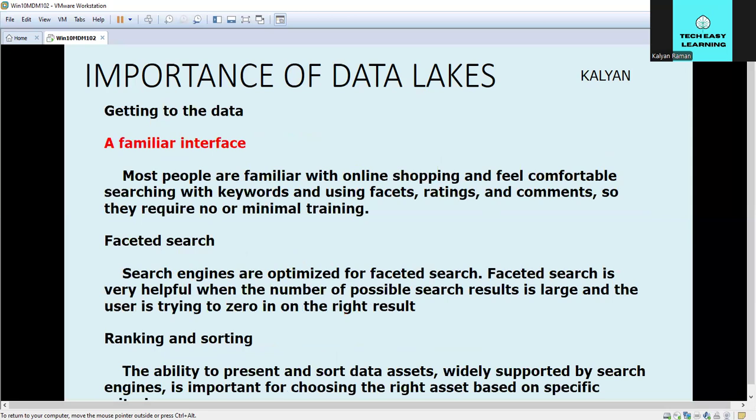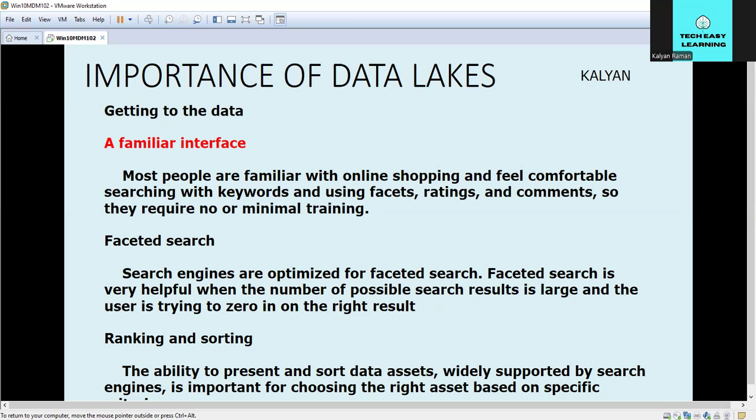Familiar interface. Most people are familiar with online shopping and feel comfortable searching by keywords using facets, ratings, and comments. So they require minimal training or no training. Facet, I think you know about faceted search. Faceted search helps when the number of possible search results is large. For example, if you are searching for a toaster, it will list a very big set of search results. To zero in on the right result, the faceted search will help us.